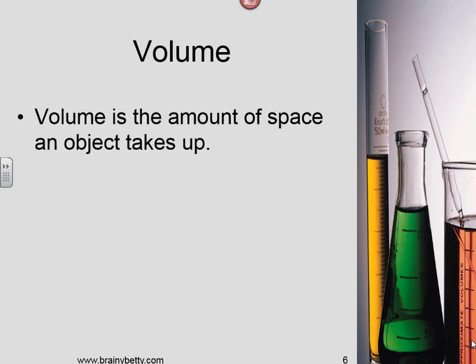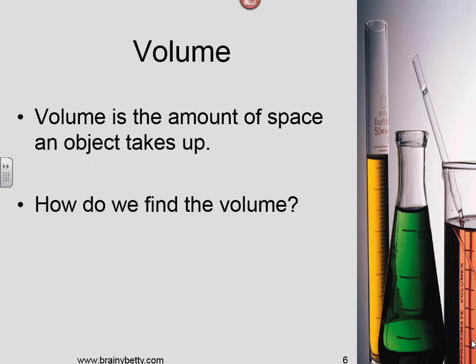What about volume? Volume is the amount of space an object takes up. How do we find the volume? There's two different ways that we will use. If you have an object that is not a cube or a box shape, you would find its volume by water displacement. That means you'd put a certain amount of water into a graduated cylinder, put the object in, and look to see how much the water goes up. If you find the volume by water displacement, it's usually written as a volume in milliliters.